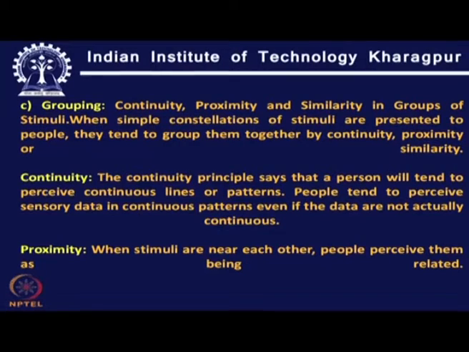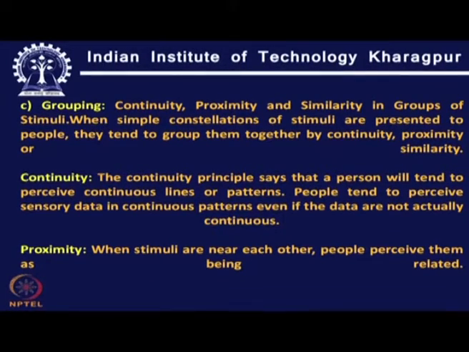Grouping: continuity, proximity, and similarity in groups of stimuli. So when a group of stimuli are presented to people, they try to group them together based on certain phenomena which are present. These are called continuity, proximity, and similarity.